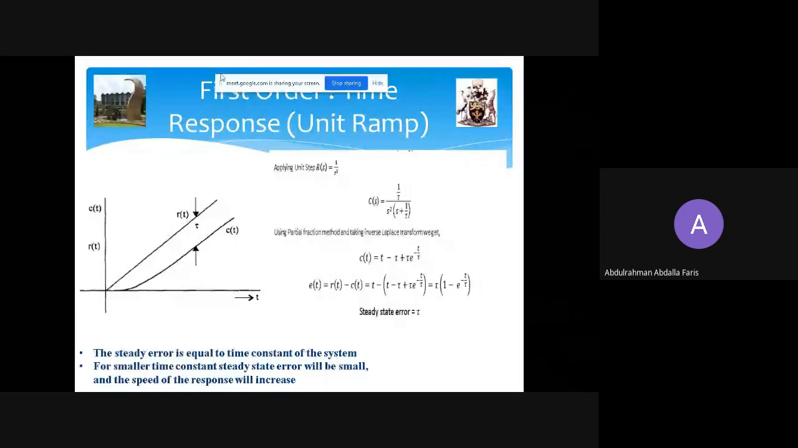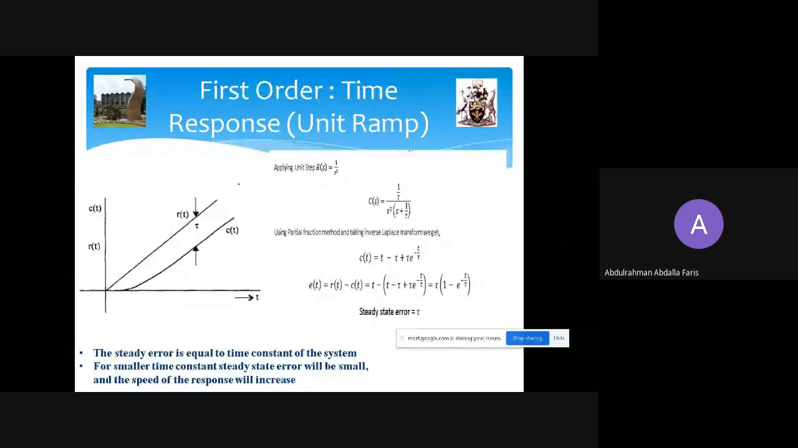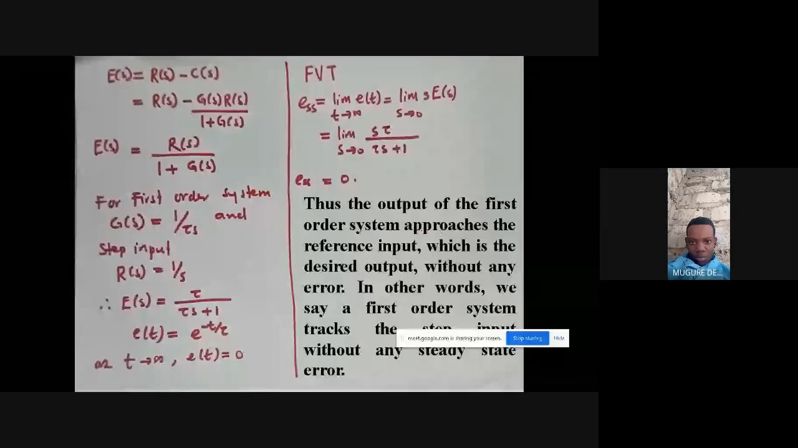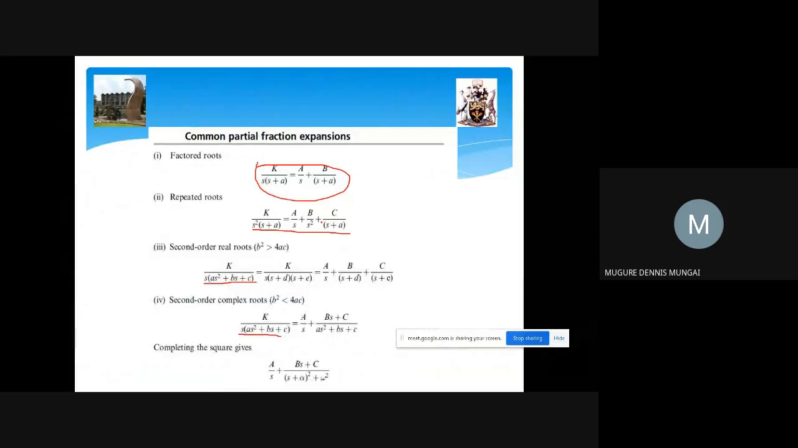So another thing we need to discuss is different inputs, same system, first order system, but now a unit ramp. So for a unit ramp, we have R(s) = 1 over s squared, using the same output, apply the partial fraction method and inverse Laplace transform. So for this you use, yes, for unit ramp.